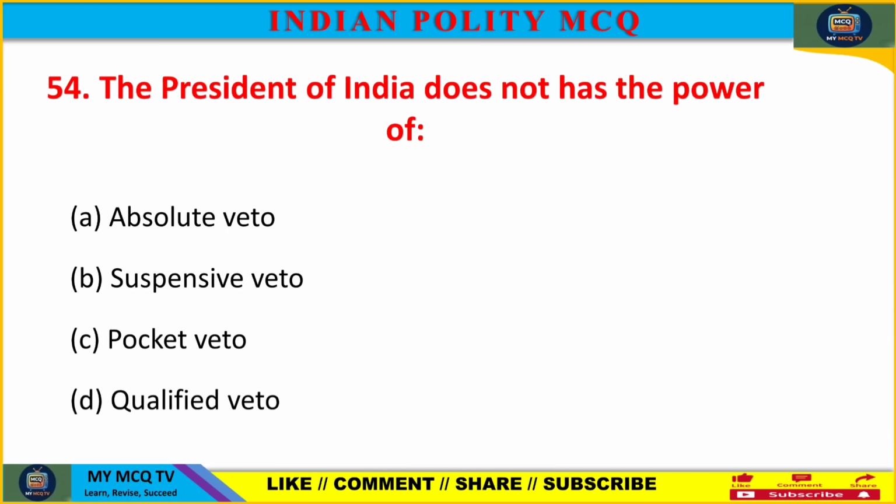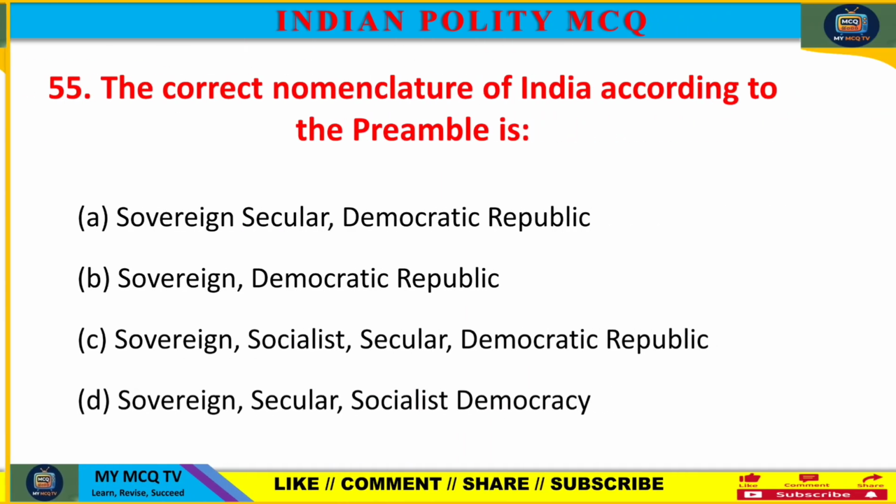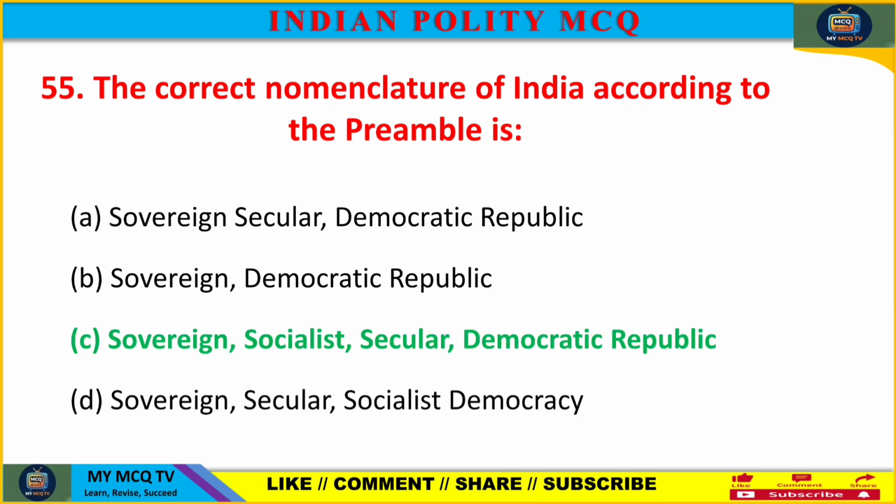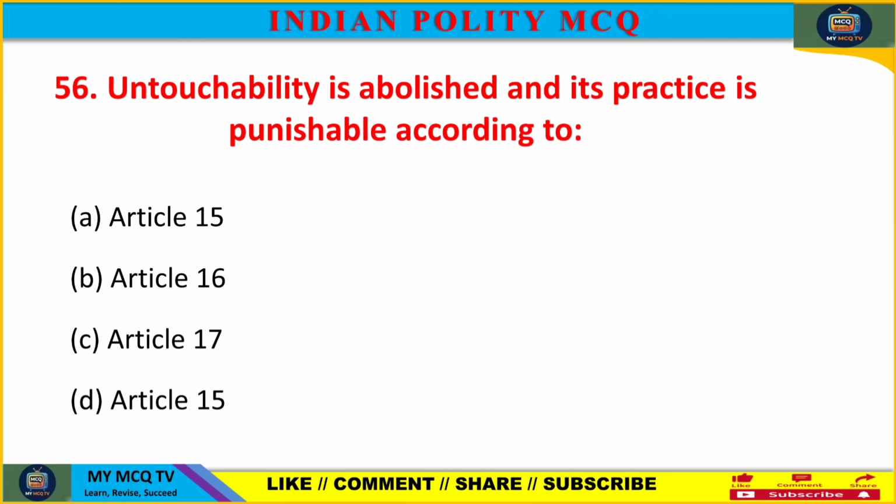The President of India does not have the power of. Correct answer. D. Qualified veto. The correct nomenclature of India according to the preamble is. Correct answer. C. Sovereign, socialist, secular, democratic republic. Untouchability is abolished and its practice is punishable according to. Correct answer. C. Article 17.